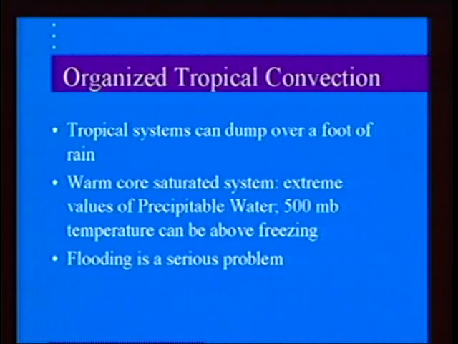Organized tropical convection. Tropical systems can dump over a foot of rain. A tropical system is a warm core saturated system. It has extreme values of precipitable water. The 500 millibar temperatures are very warm. In some situations, they may be above freezing. And flooding can be a serious problem, especially if they're slow moving.